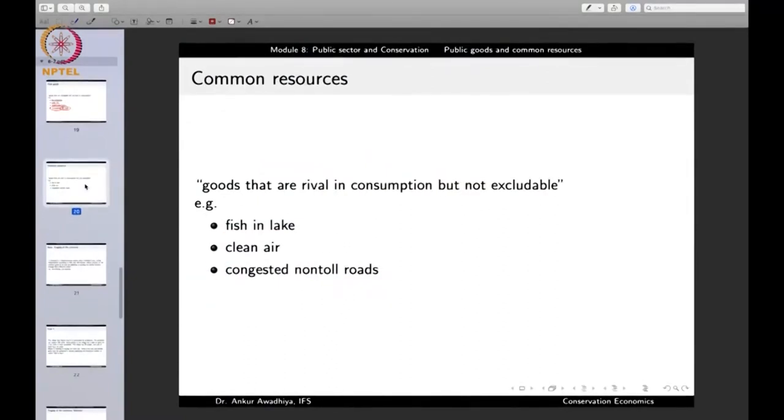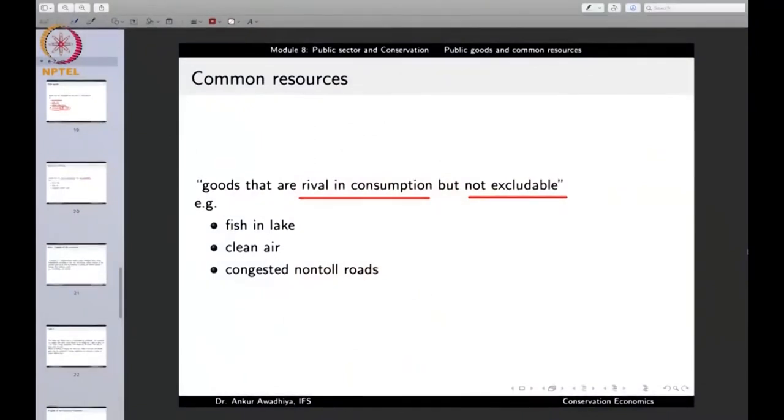Another category is common resources. Goods that are rival in consumption, but not excludable. Things such as fish in the lake. Now, fish in the lake is a rival in consumption because if I take out more of the fish, if I do more fishing, then less fish is available for you. So it is a rival in consumption, but it is not excludable in most cases because people have free access to the lake. So until and unless there is an authority that puts up a fencing all around this lake, it is not excludable, but it is rival in consumption.